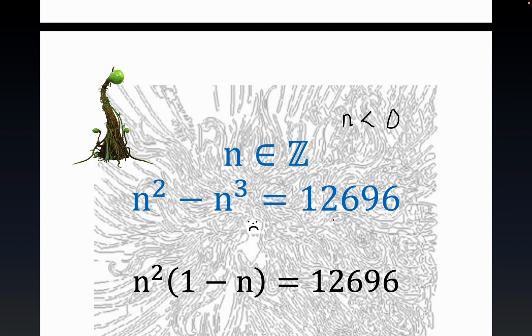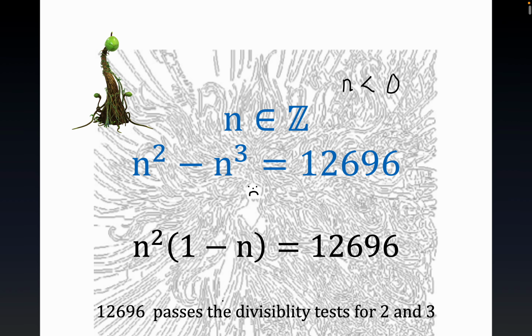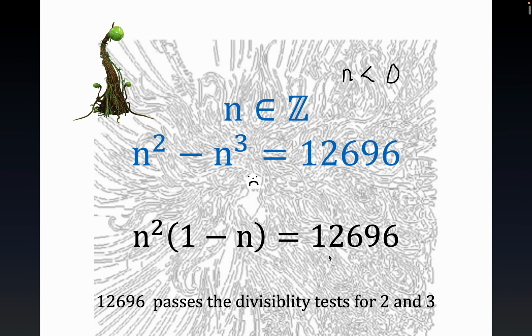Now, not surprisingly, factorization is going to help us out right here. So we factored an n squared out. And then this constant is pretty repugnant looking, but it certainly is divisible by 2. And also notice that 3 divides the sum of the digits. Let me write that down. 3 divides 1 plus 2 plus 6 plus 9 and plus 6 again.